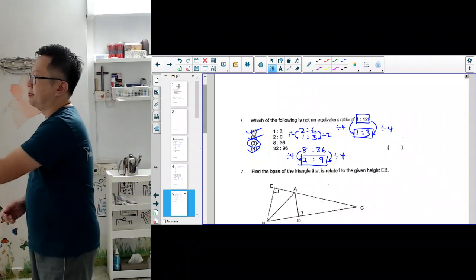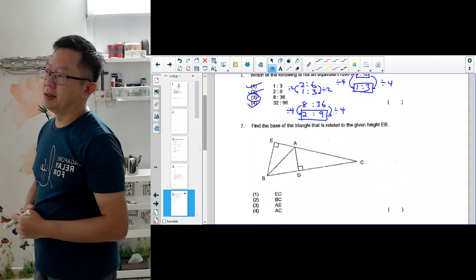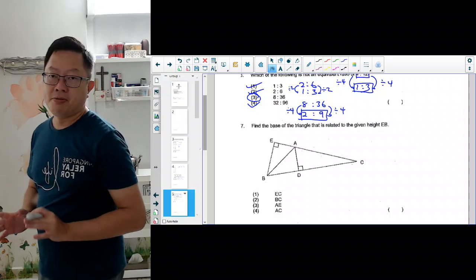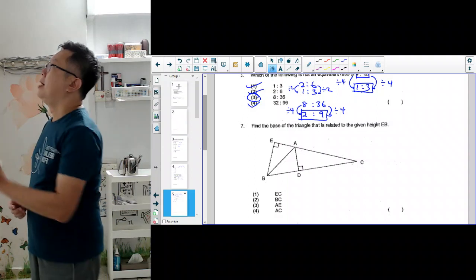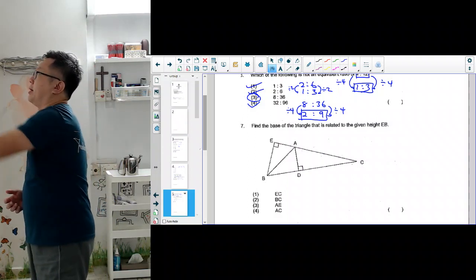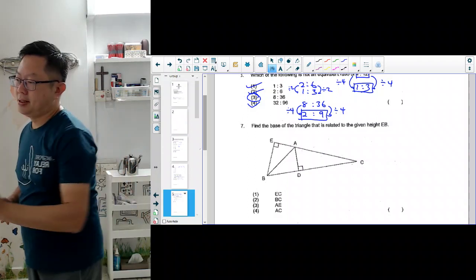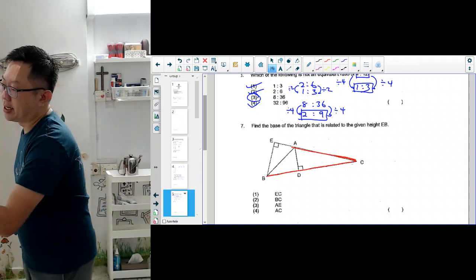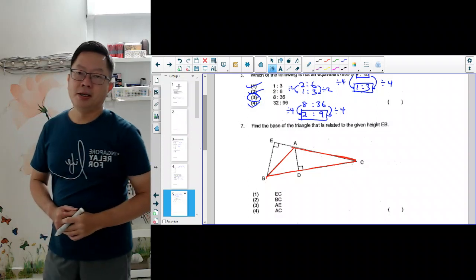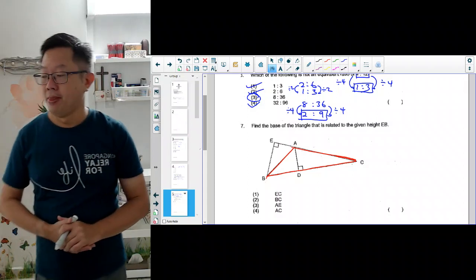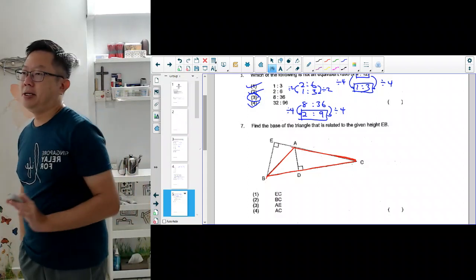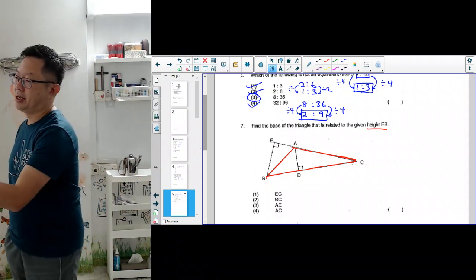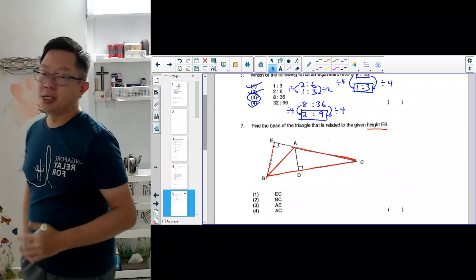Okay, number 7. Find the base of the triangle that is related to the given height. Alright, first of all, you can see there are a few triangles here. So you will need to recognize what triangle you are looking at. And it's important that you highlight or that you know what triangle you are looking at, which is the red color triangle. So the dotted lines are not part of the triangle. Alright, once you recognize the triangle, then you look at the height EB. So the height EB is over here, right? That's the height. Then what should be the base?